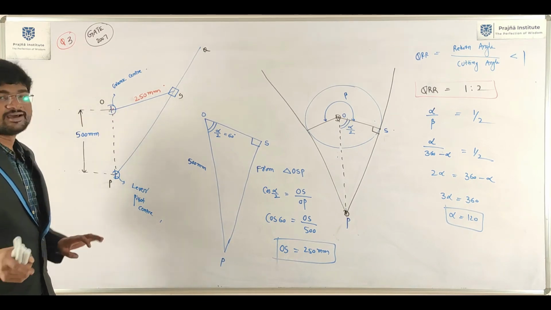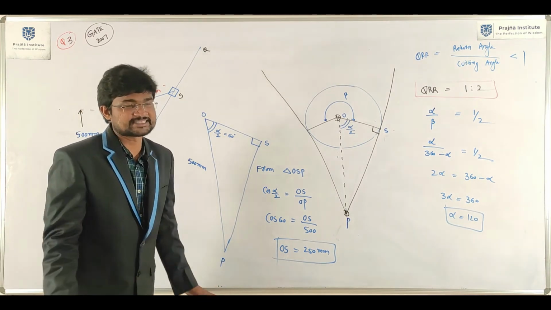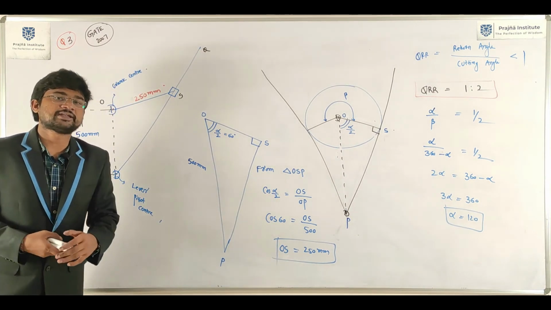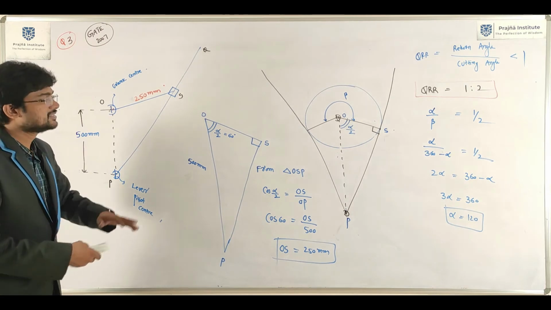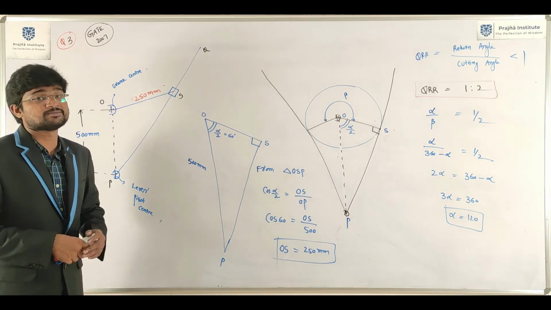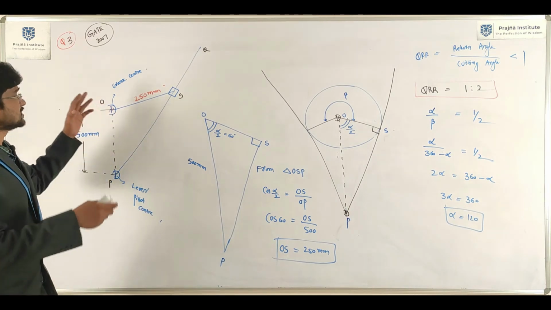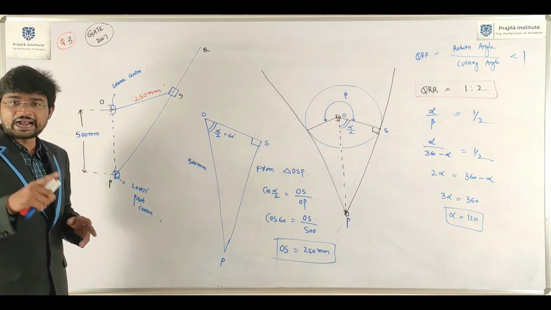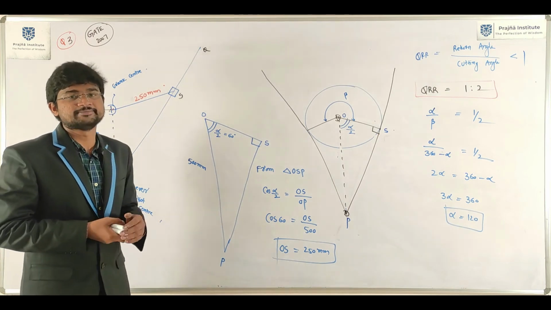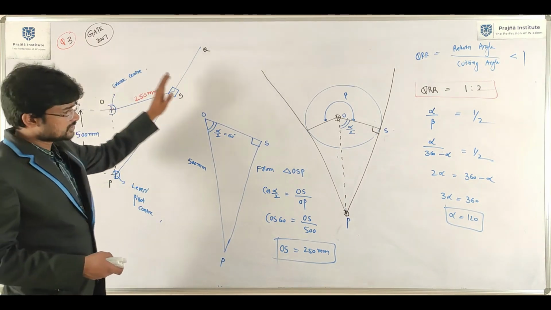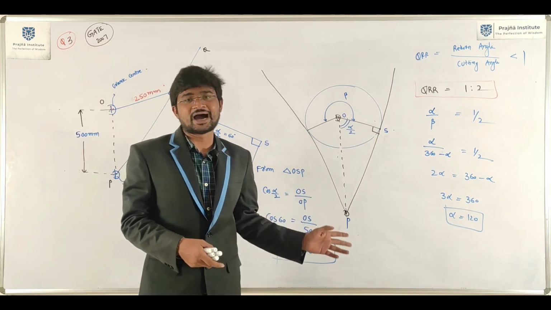Then they are asking the radius of the crank. That's it. This is all about the crank and slotted lever quick return motion mechanism. Three different varieties of problems were asked in GATE 2009, GATE 2007 and GATE 1995. Three questions. In addition to this, one more question is added.